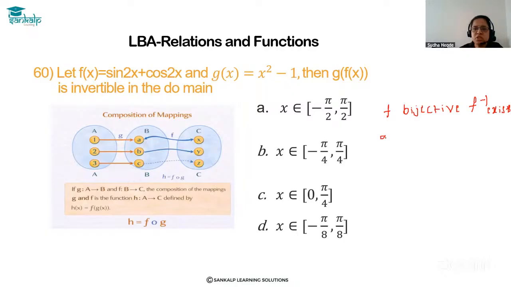first what is g of f of x, that is g composition f of x. So g of what is f of x? Sine 2x plus cos 2x. Sine 2x plus cos 2x.